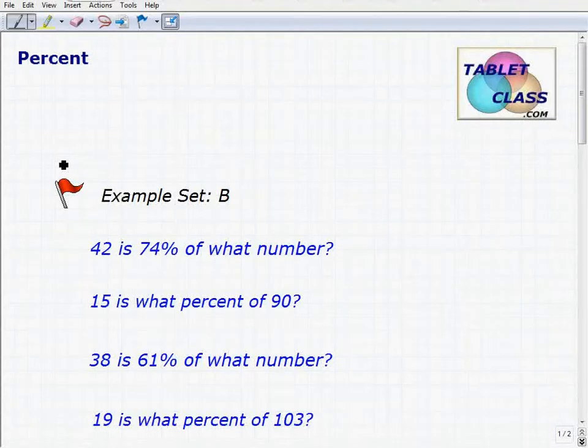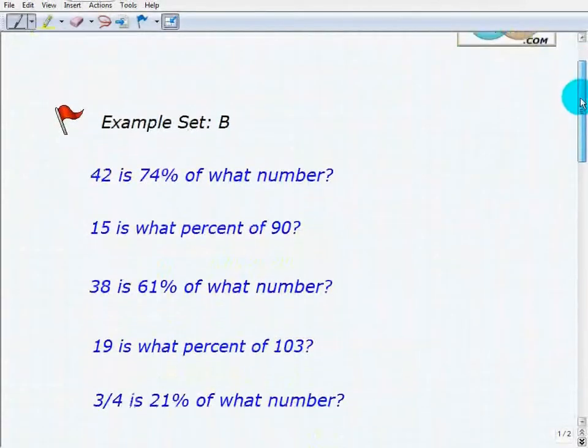This is our second example set B. And what we're going to be doing here is practicing the techniques we learned in the lesson to solve basic percent problems. And specifically, we're talking about equations. We can form equations to solve percent problems, or we can set up proportions. Personally, I kind of bounce between both techniques, but get comfortable with one. Just make sure that you can answer these type of basic questions. So let's get right to it.